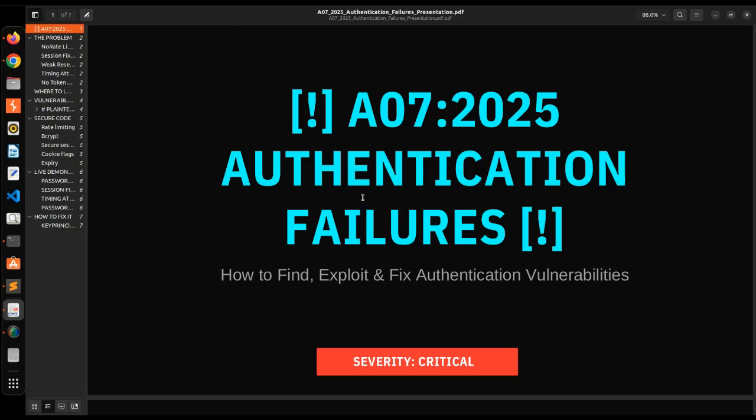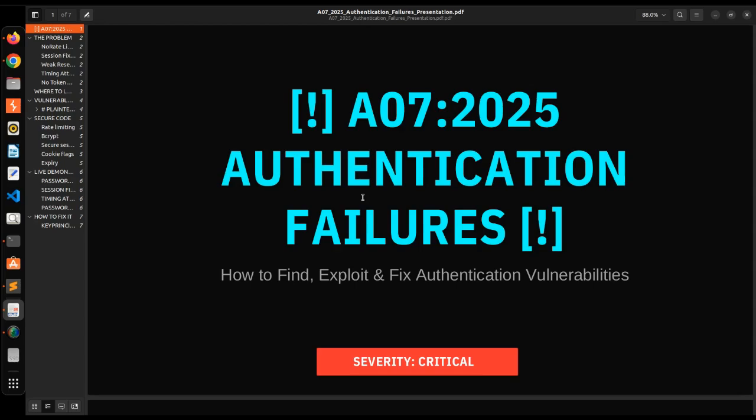Alright. So first thing, what is authentication failure? Authentication failure occurs when the application fails to properly verify user identity, allowing attackers to access accounts without correct credentials, bypass login mechanisms, hijack sessions, and impersonate legitimate users.